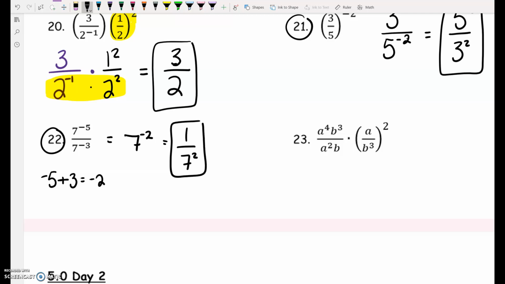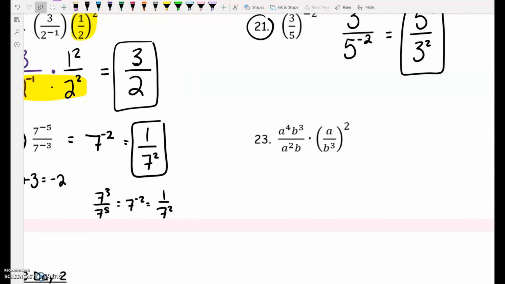Now, some of you may have done, okay, well, this is 7 to the third over 7 to the fifth. Then I subtract and get 7 to the negative 2, and then it becomes 1 over 7 squared. So there's several different ways that you could go about getting from the beginning to the end of this problem. It depends on which property you decide to use first.